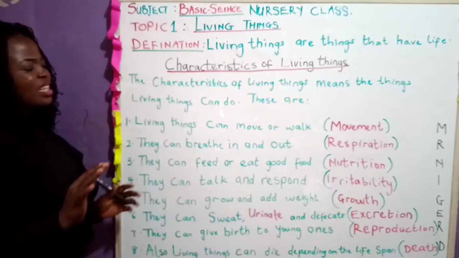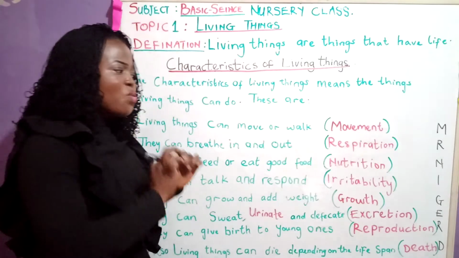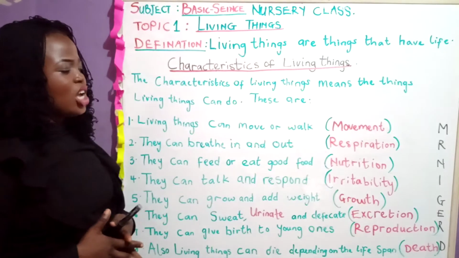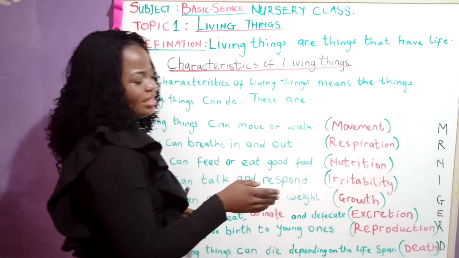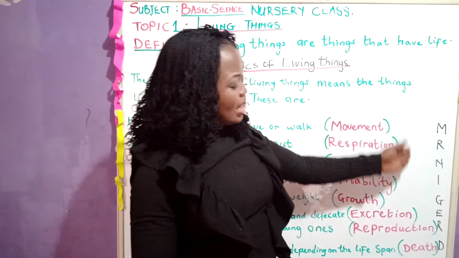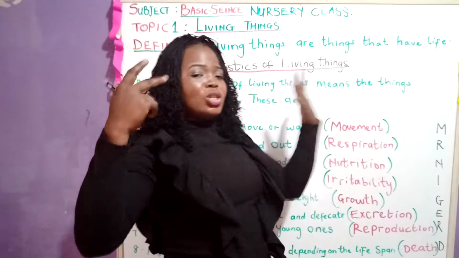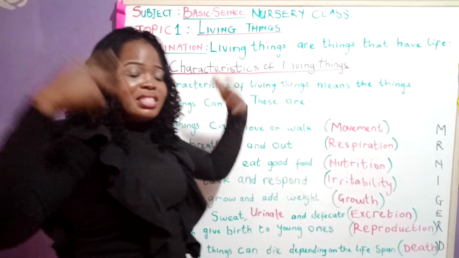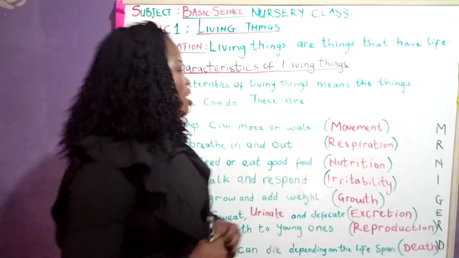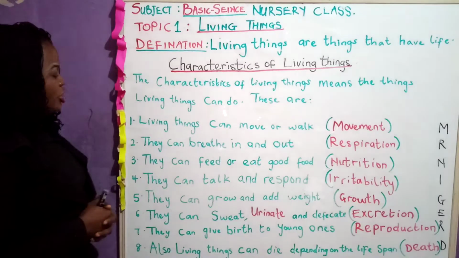Now, the very best way that you can understand living things is to always have this in mind. This is called Mr. Niger D. This is the formula for you to assimilate so that you can easily remember some characteristics of living things. Now, let's go into explanation.